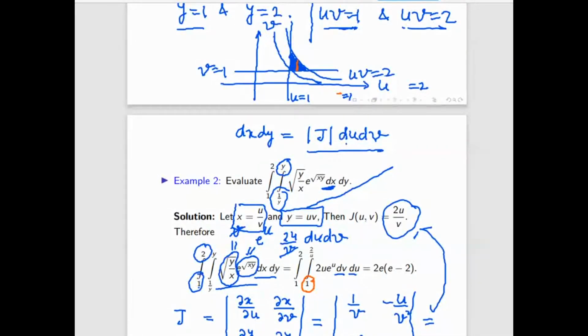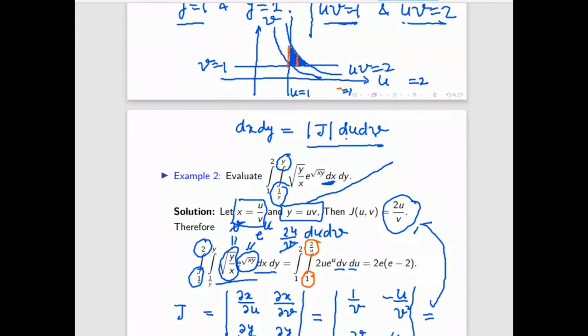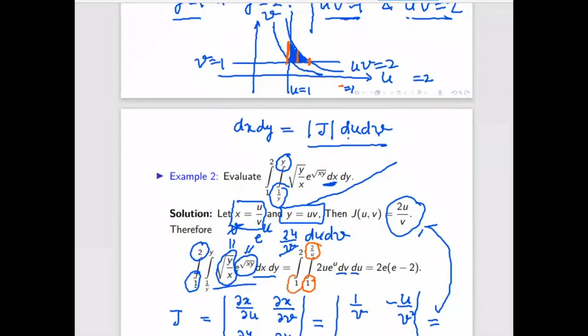So at UV equal to 2, what is the value of V? It is 2 by U. That's why it is 2 by U. Now the strip will move from horizontal to vertical. That means it will start from here, U equal to 1, and end up here. So what is this point? It will start from U equal to 1. And if you find the intersection with V equal to 1, if you put it in this, you will get U equal to 2. So this point is U equal to 2. That's why the upper limit is 2. And now if you integrate, you will get this value. Is it clear?